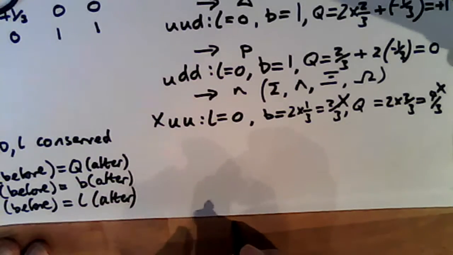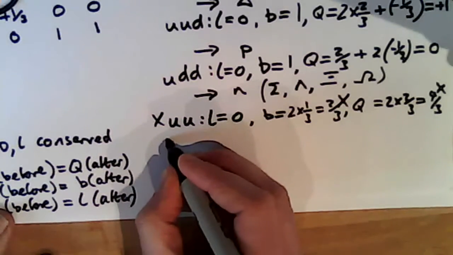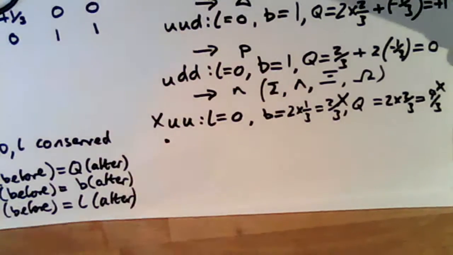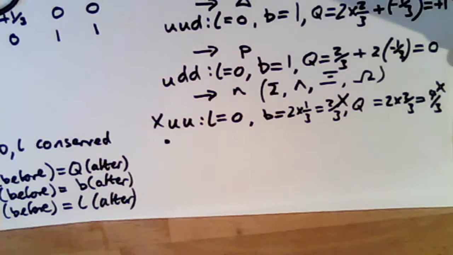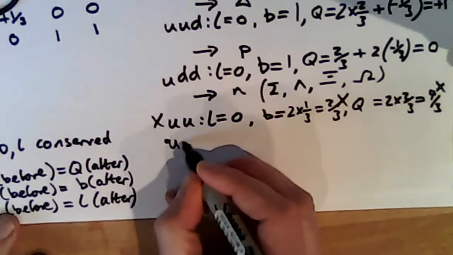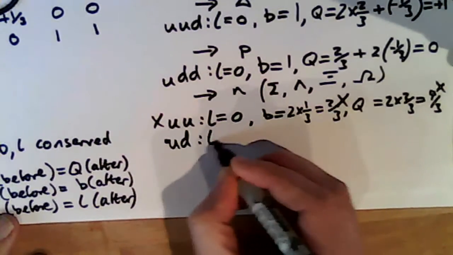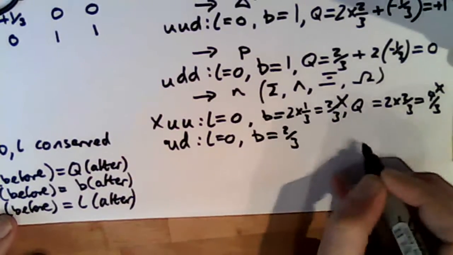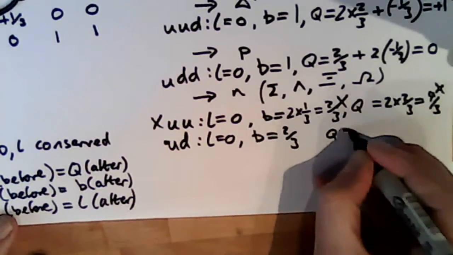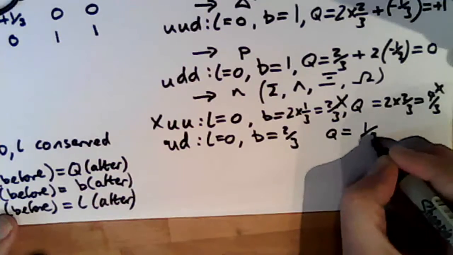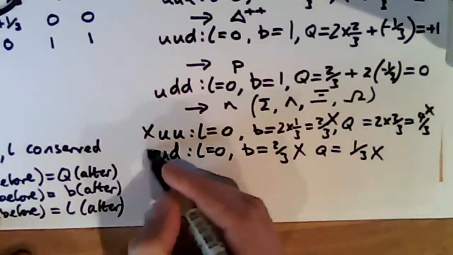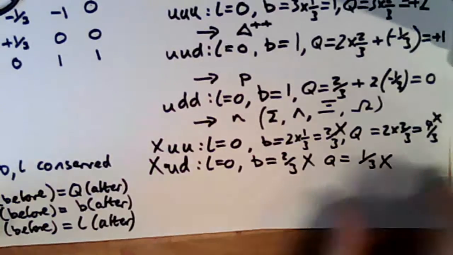The alternative might be to have maybe two ups and a down. An up and a down. The alternative might be to have an up and a down. Lepton number 0, but baryon number will be 2/3, and the charge is going to be 1/3. You should be able to work that through. And again, not integers, not valid.